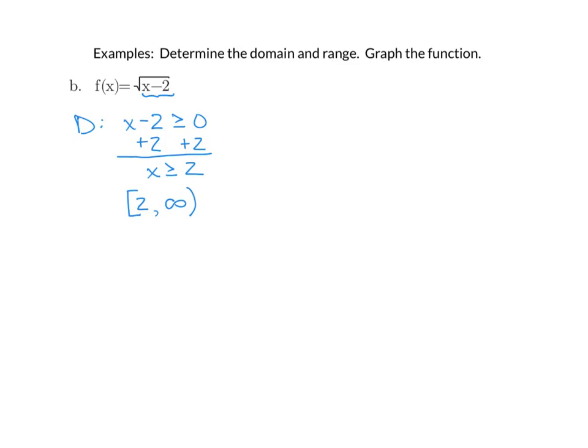Okay, so let's use that in order to come up with our range. So I'm going to go ahead and make a table.